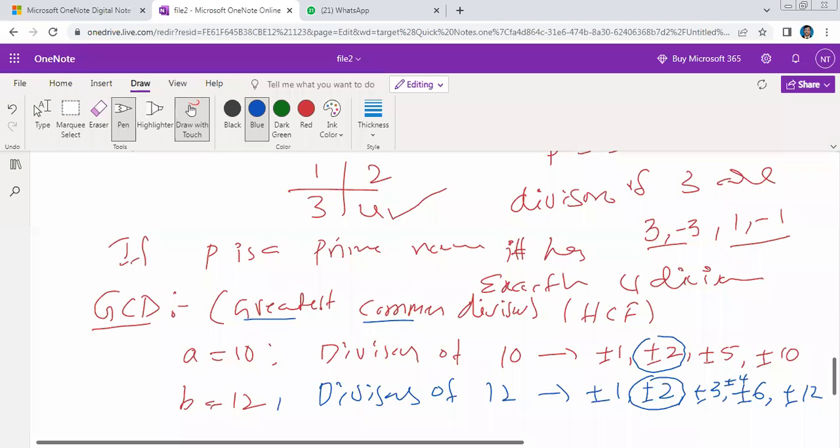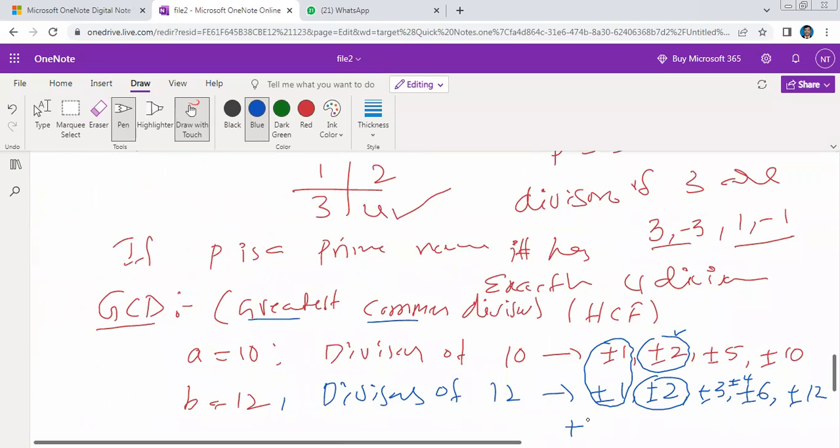Next, is there any other common divisor? One is also common. Very good. ±1 and ±2, these two are the common divisors. Out of these two, the greatest one is plus or minus 2.